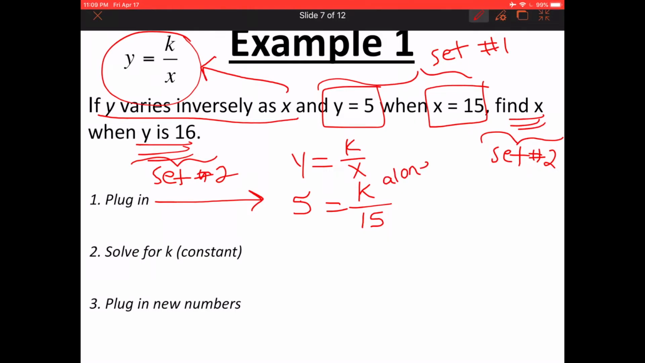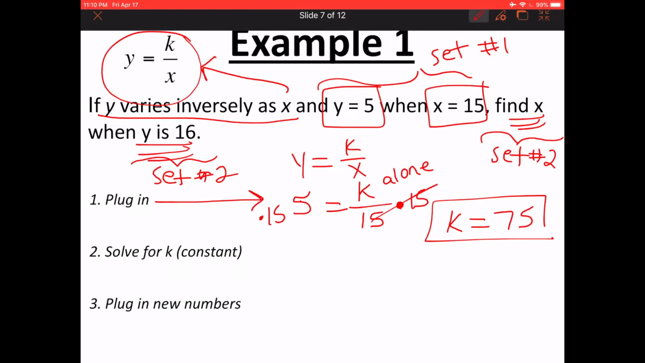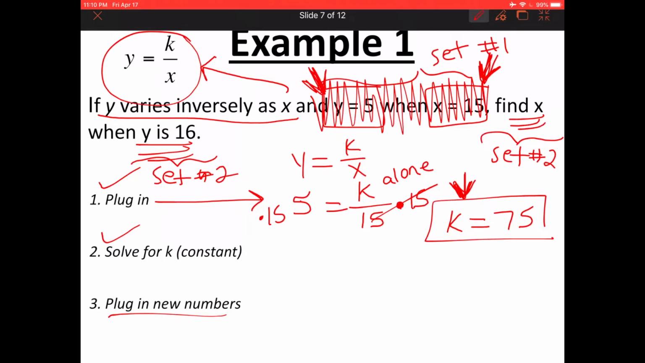Now remember, when we're solving equations, the goal is to get the variable alone. If k is being divided by 15, the opposite is to multiply by 15. So I'm going to multiply both sides by 15, and when I do 15 times 5, I end up with k equals 75. So I have completed step 1, which is to solve for k. I've plugged in, I've solved for k. Now let's do my last step, which is to plug in the new numbers. Now that I have used y equals 5 and x equals 15, you can totally ignore them. You can cross them out. Once you've used the first set of numbers, we're not going to use them again.